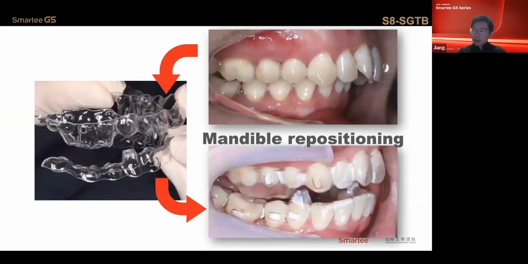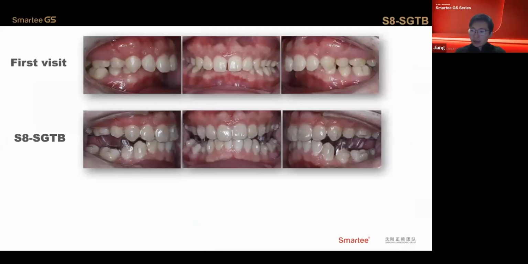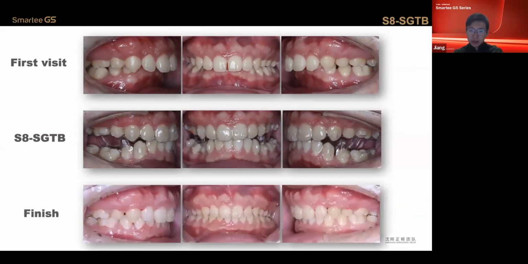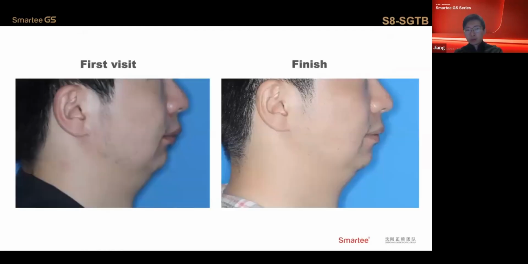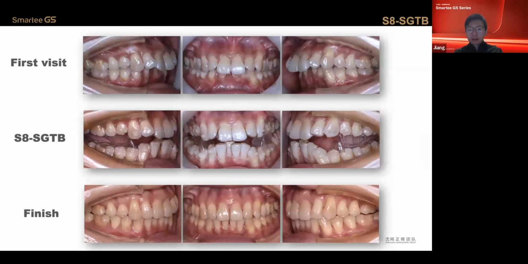So this is the S8 in place. We can see it can convert the molar class 2 into molar class 1 and correct the overbite and overjet. Let's take a look at the S8 in place. We can see that in these three deep malocclusions, when the S8 takes place, the overbite and overjet are exposed. And after 10 months of constant repositioning of the mandible, it can get a new and stable position. At the same time, we can intrude the incisors, expand the premolars and the dental arch, and do alignment. Then we can correct the severe deep overbite and overjet. Also, the profile improved.